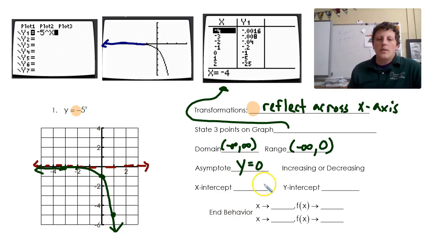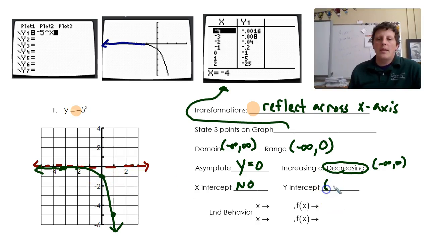Now, is this function increasing or decreasing? Well, you start on the left and you start going down, and down is decreasing. So we're going to circle decreasing. And I'd like for you to know that that interval of decrease is -infinity to +infinity, just like the domain. In this case, there is no x-intercept. There is a y-intercept, and I don't have to find it algebraically because I can see it on the graph.